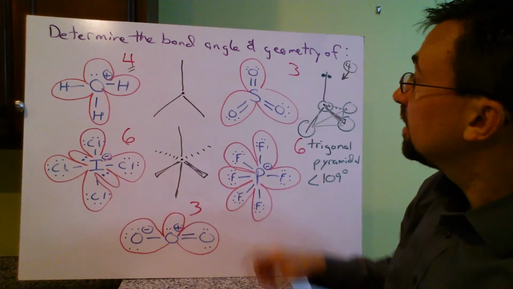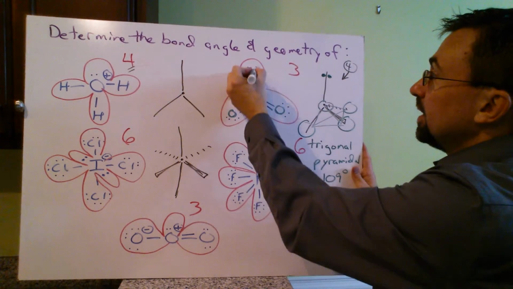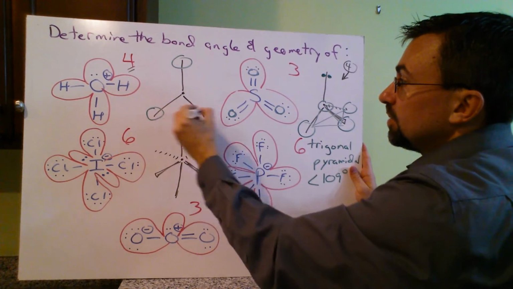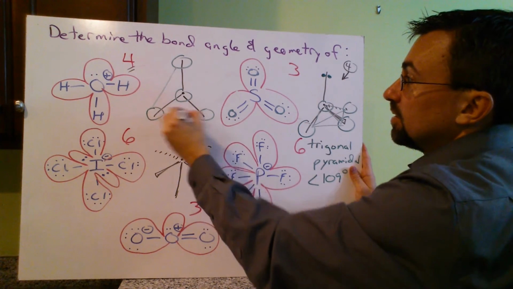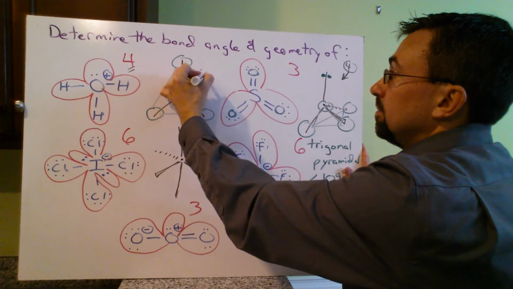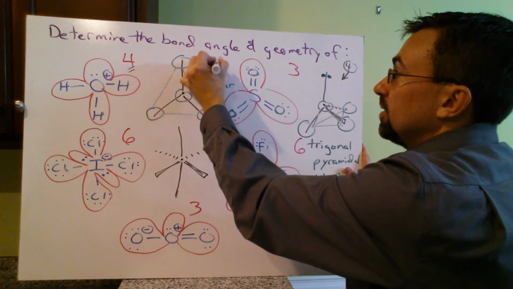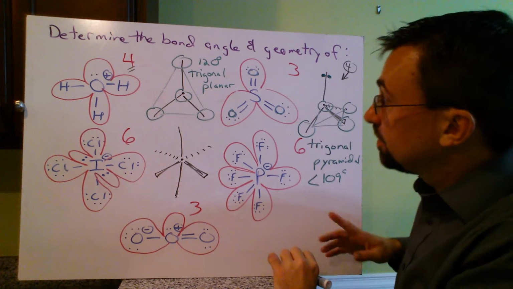So that's for that. Now if we want to do the 3 here, we just look again. Atom, atom, atom. So this is going to be all atoms. And this is just a triangle. So this is trigonal planar. And my bond angle is my perfect 120 degrees.